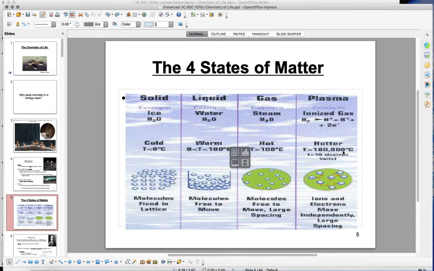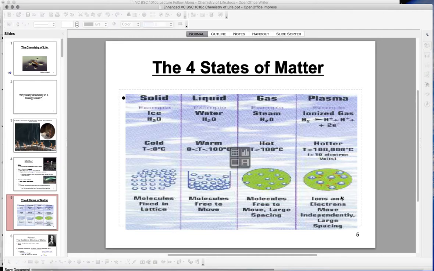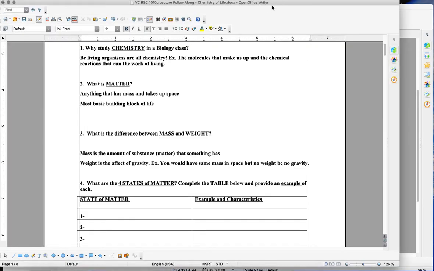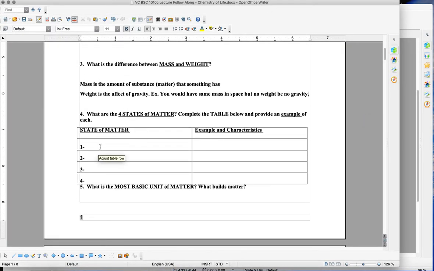And this is where the energy is so intense here that these molecules or these atoms are able to become ionized. So they're going to end up like losing electrons, gaining electrons, right? Because it's just moving really, really fast. All right, so those are our 4 states of matter. Let's go ahead and fill out our follow along.